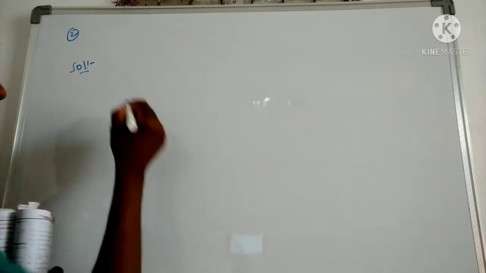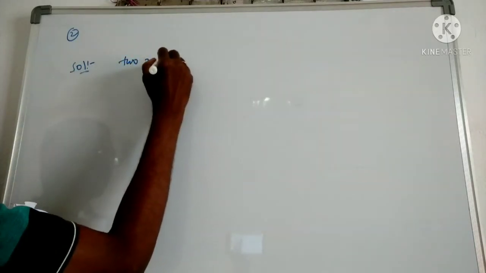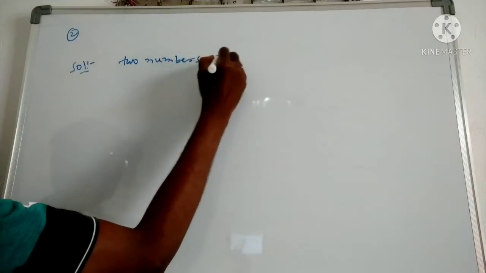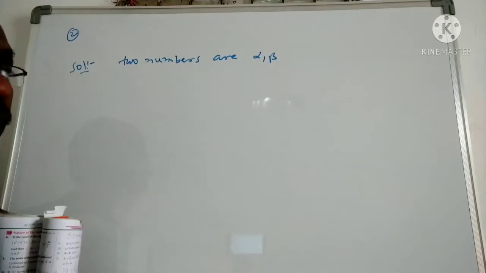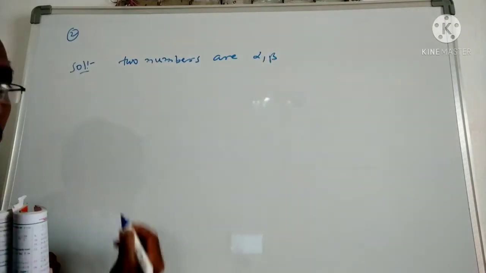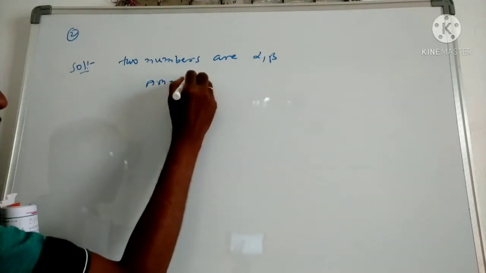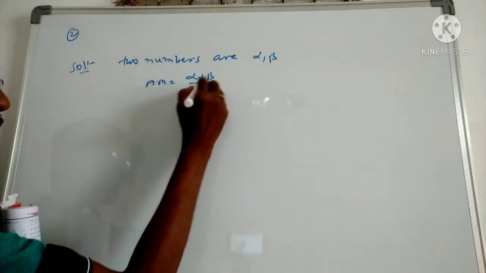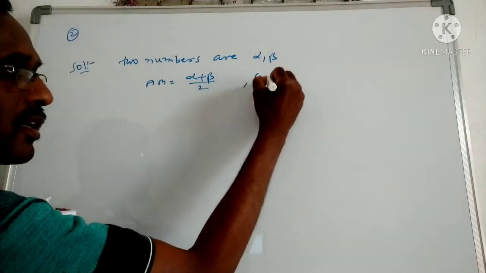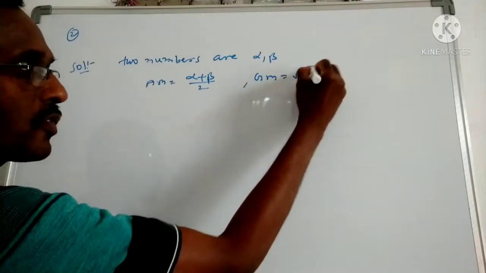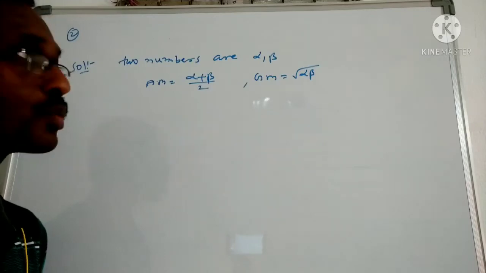So let us assume that the two numbers are alpha, beta. Then what is the arithmetic mean of these two numbers? The arithmetic mean of these two numbers is (alpha plus beta) by 2. Next, what is the geometric mean of these two numbers? Root over alpha beta is the geometric mean between the two numbers.